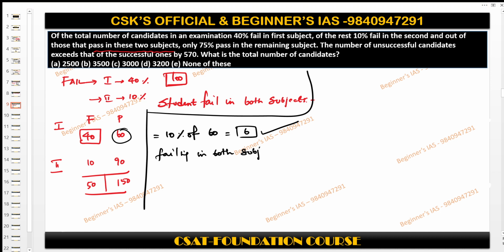How many of you did this method? So now you got 6 to be added. Year 6, right? Then total failures is 46. Then how much pass? So 54. Total we will write 54.